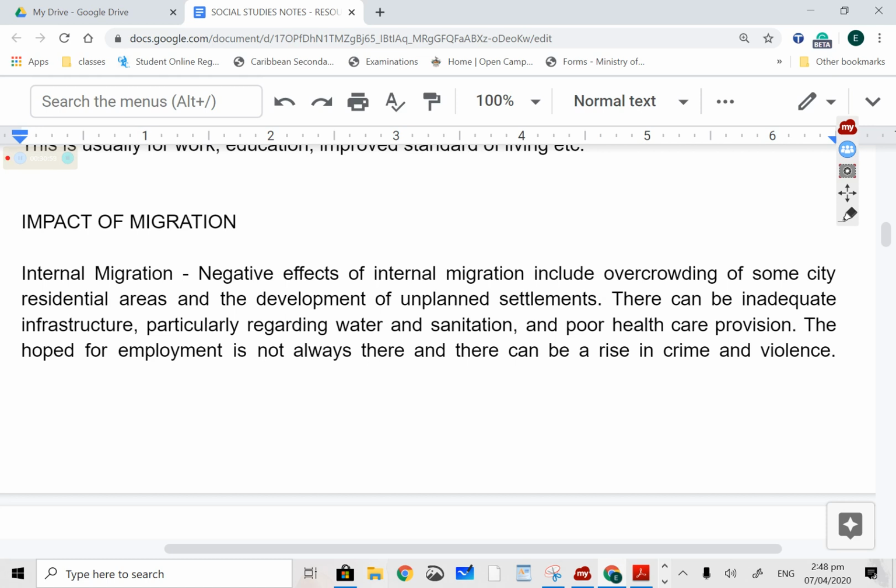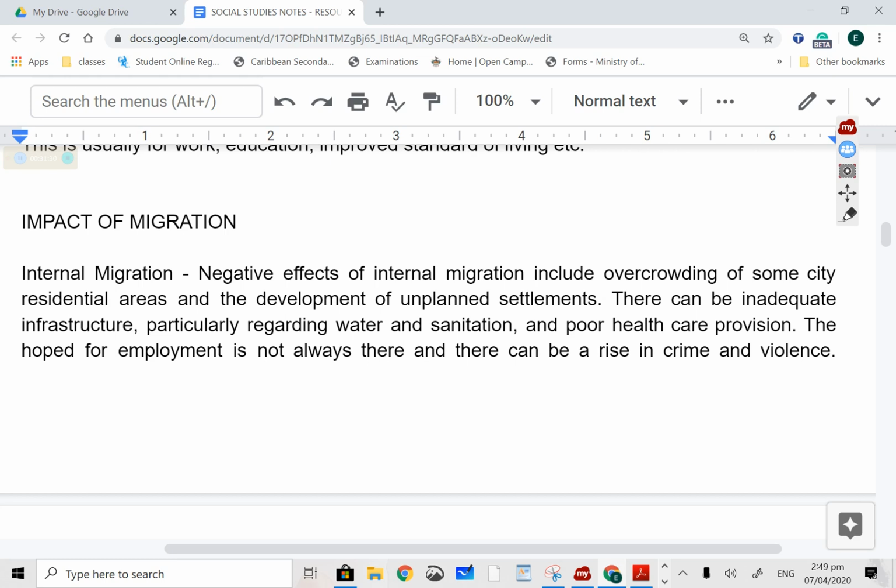The impact of internal migration. Negative effects of internal migration include overcrowding of some city residential areas and the development of unplanned settlements. That's what we call squatters or shanty towns, right? These types of areas that are developed. Okay, there can be inadequate infrastructure, particularly regarding water and sanitation.